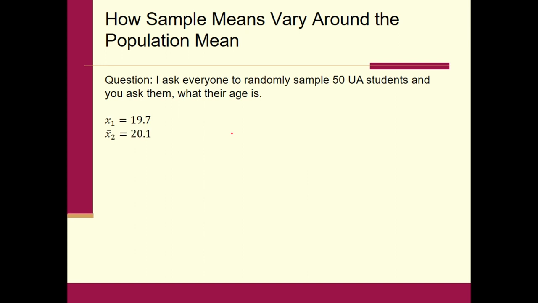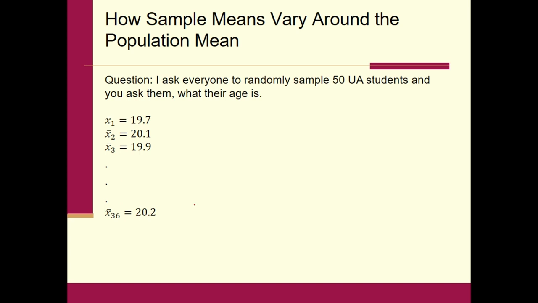The second person, I put X bar 2. They came up with 20.1. Anybody have a problem with that? One person came up with 19.7, and the second person is probably asking 50 different people. Some of them could be the same, but probably most of them, if not all of them, are going to be different. And he or she came up with 20.1. Anybody have a problem with that with regards to X bar? No? Okay. How about X bar 3? That person came up with 19.9. Anybody have a problem with that? It's probably 50 different people, as long as you have a large enough university. Everybody does this, and let's say we had 36 students, dot, dot, dot, and maybe the last person came up with 20.2.